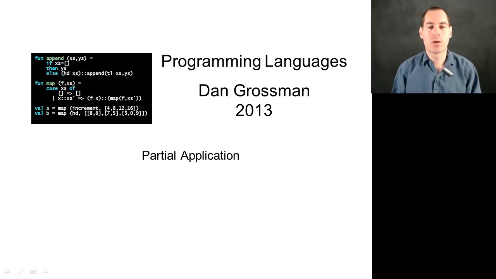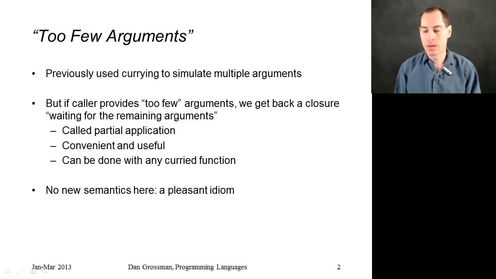In this segment, we're going to take curried functions and call them with too few arguments and see why that's a neat thing to do. So previously, we used currying just to simulate multiple arguments. If you wanted a 3-argument function, we used currying to have a function that returned a function that returned a function to have 3 arguments.